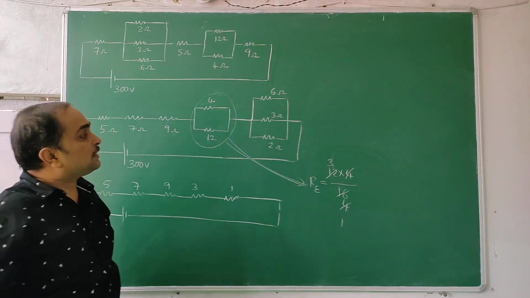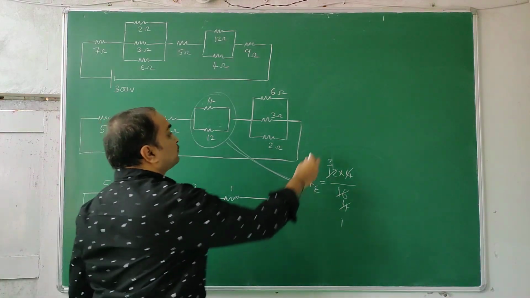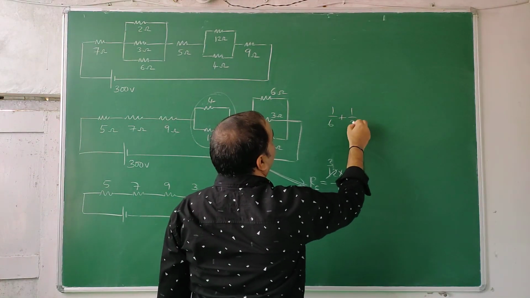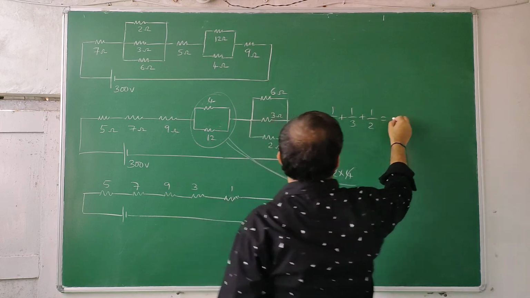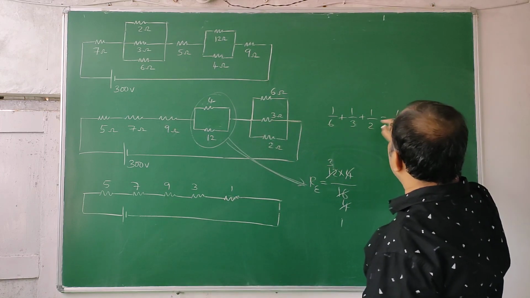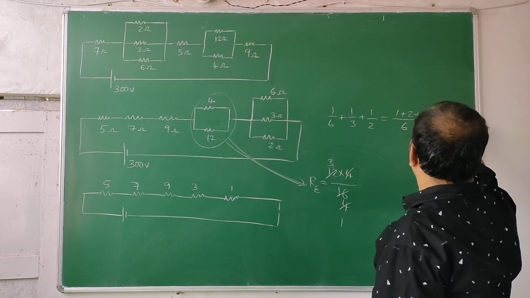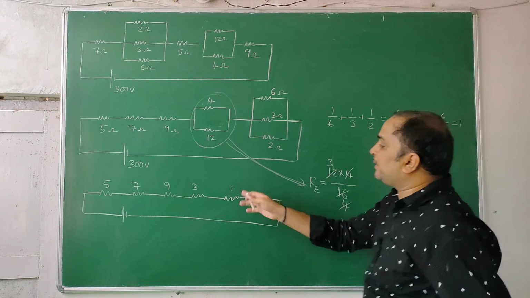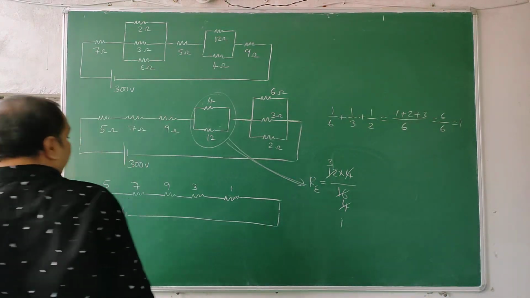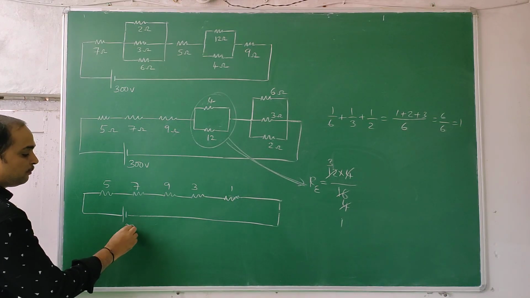Similarly, you do 1 by 6 plus 1 by 3 plus 1 by 2. LCM is 6: 1 time plus 3 times plus 2 times, 3 times. That is 6 by 6, equal to 1. Reciprocate 1, you will get 1. So now we got everything. And this 300 volts, I continue it.